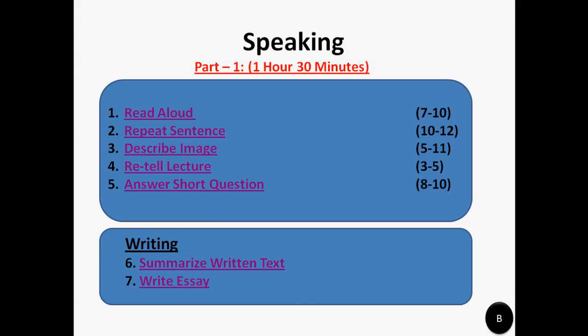Overall time that is taken up by you in the speaking section will be around 1 hour 30 minutes, including the writing section. They are taken up as part one. Part one contains 5 tasks in speaking and 2 tasks in writing. So let us take up some questions on this if you have got any, and then I can proceed further with part 2 of your PTE test.